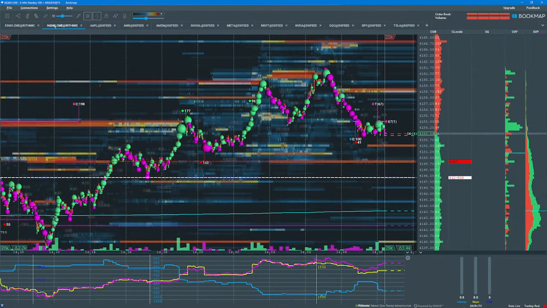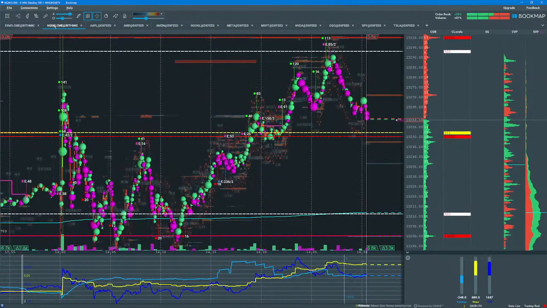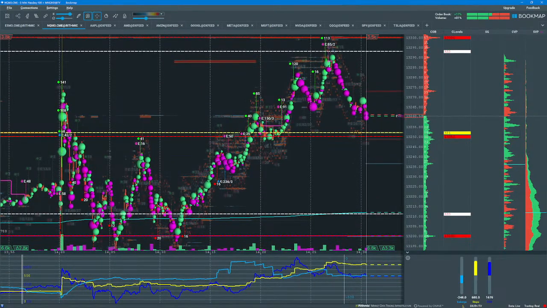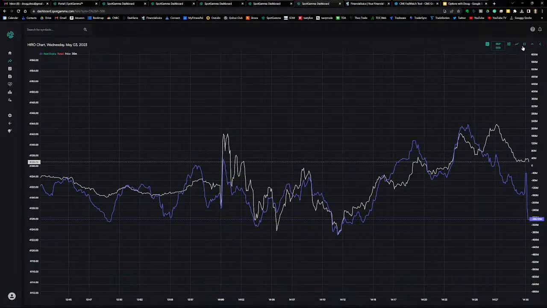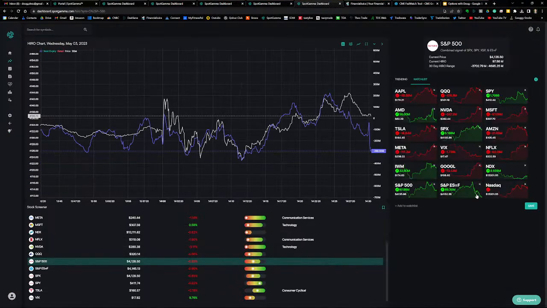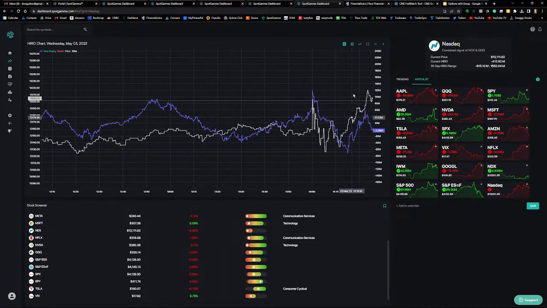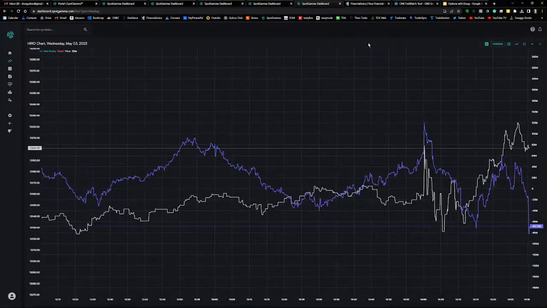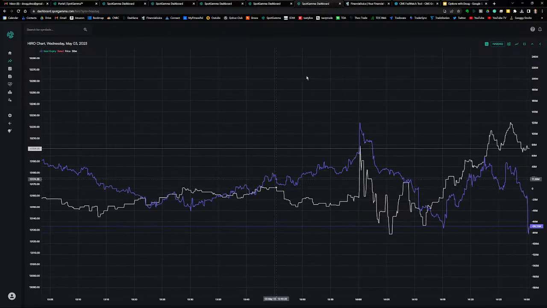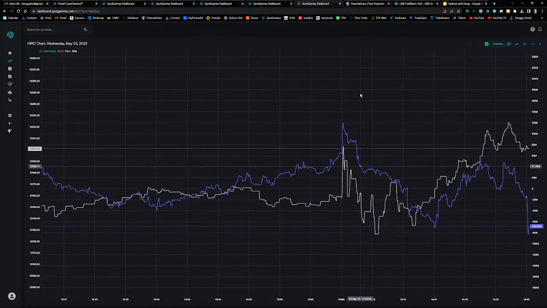Let's take a look at NASDAQ. And then we're going to take a look at the Hero signal for NASDAQ, and then we'll wrap it up. So a divergent short, both in the S&P 500 and NASDAQ.